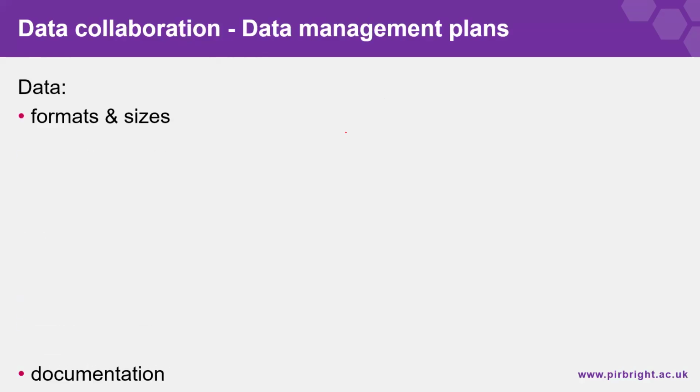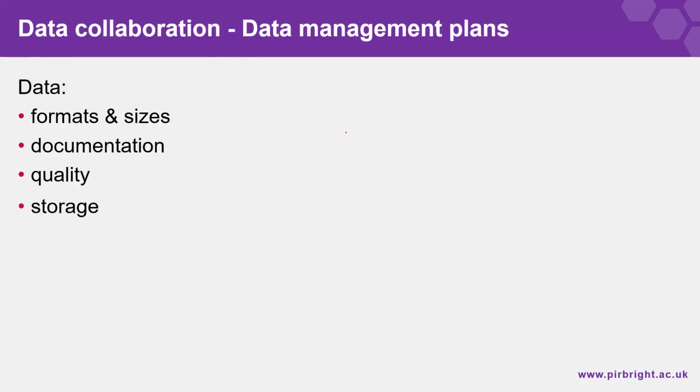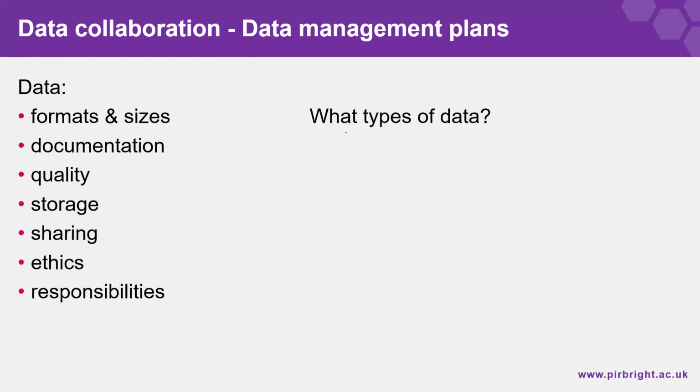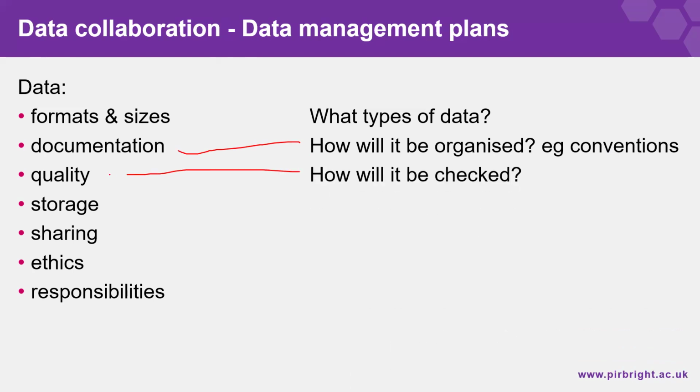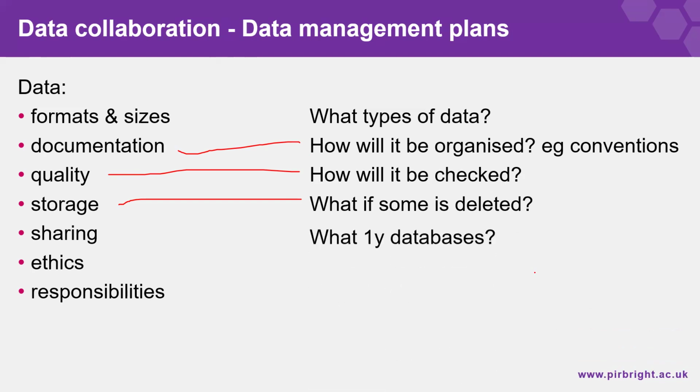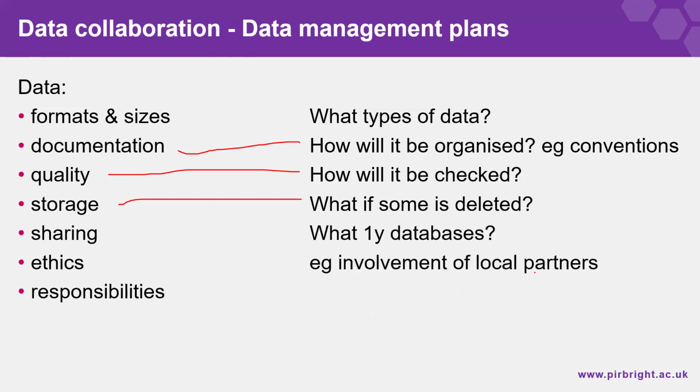So if you think about our data and formats and sizes, the documentation, quality, storage, sharing, ethics, responsibilities, we think about what data types align with these different components. How will it be generated, and how will it be organized in terms of the naming conventions? How will the quality of the data be checked, that it's actually okay? Storage and also retrieval: what if someone's deleted something accidentally? What happens then? Can it be retrieved easily? And how will it be stored in a manner that's accessible for others, which links to sharing in primary databases.